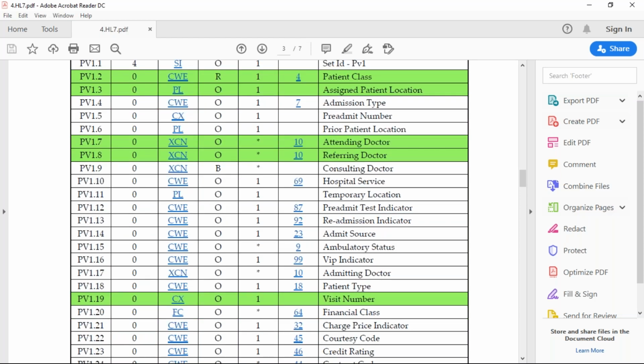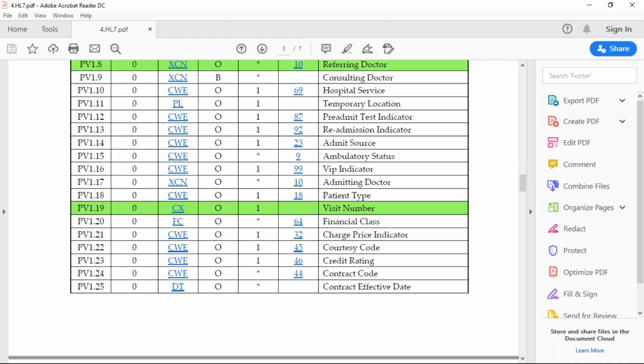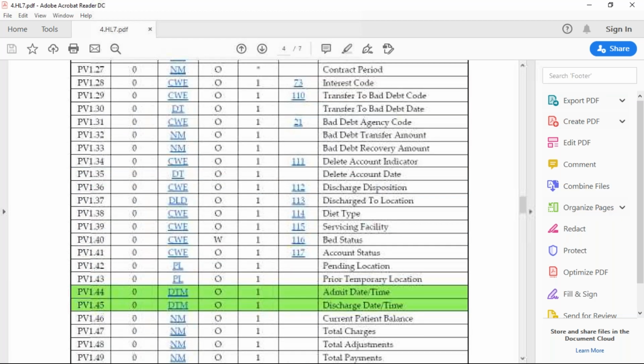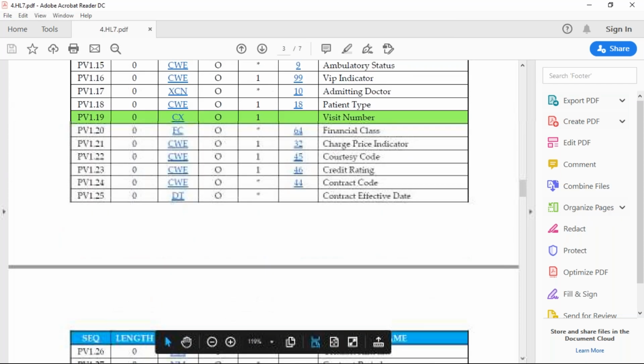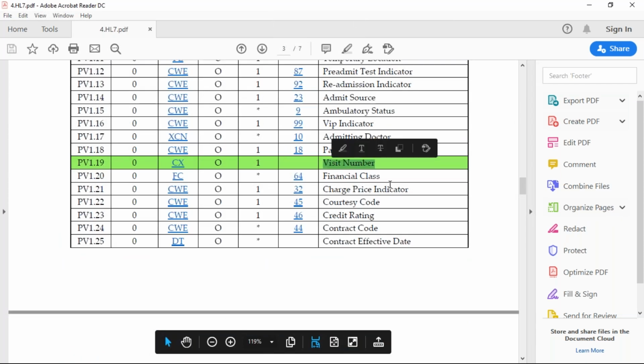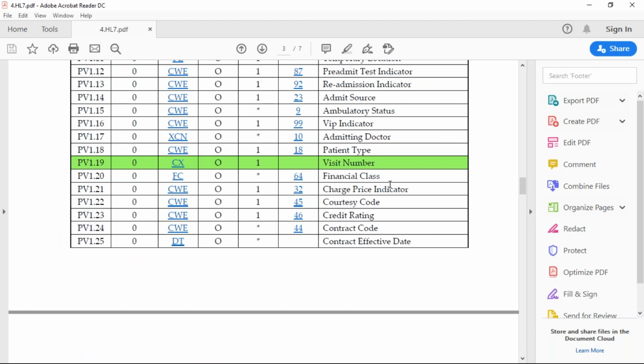Next, we have PV119, which is the visit number. In here, we will be seeing the appointment ID. The IDs that are being sent in SCH1 or SCH2 will be sent in PV119 or PV150. The visit number can also be sent in PV150, which is called the alternate visit ID, or it is the general visit number. Either in PV119 or PV150, you will see an appointment ID.